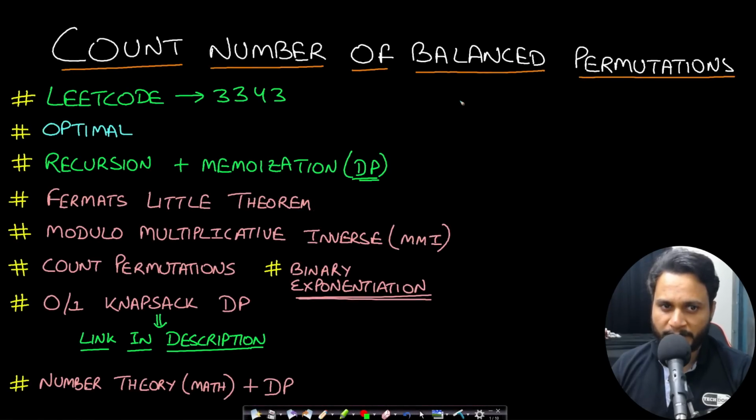Guys, welcome back to TechDose, and in this video we will look at the count number of balanced permutations problem, which is from Leetcode number 3343. This problem will be based on recursion and memoization dynamic programming.